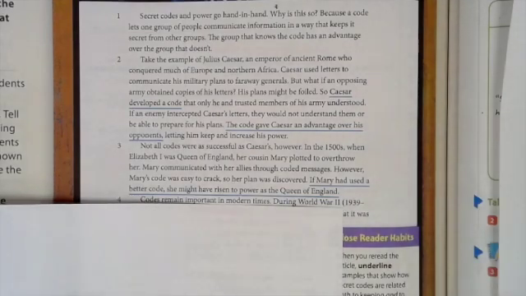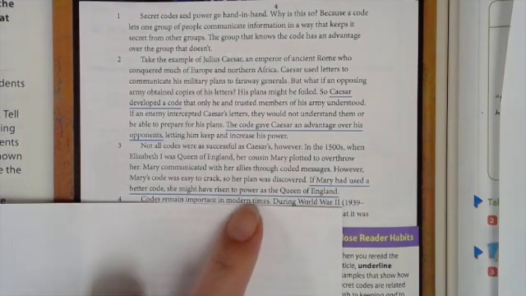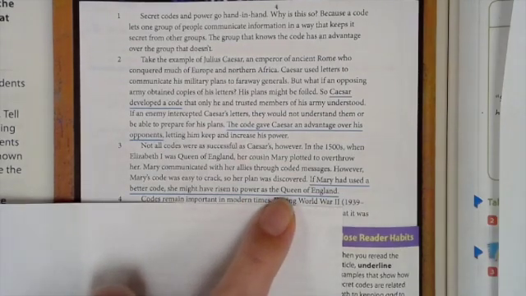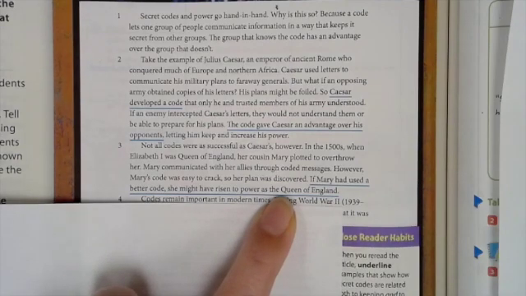So this is how she was not able to take over power, because her code wasn't a good one, because it wasn't strong enough, and so the Queen of England was able to decipher the code and know what her plan was.